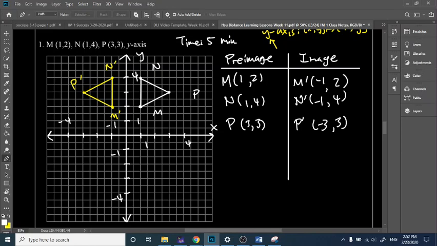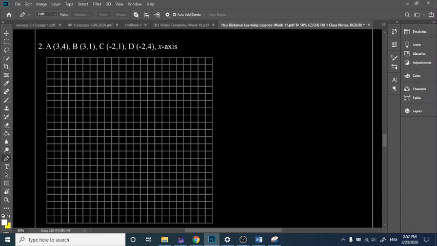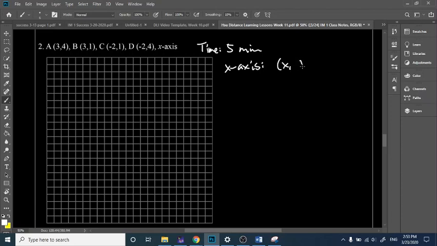Alright, again, pause if you need to copy or whatever. I'm moving on now. Alright, x-axis, again, 5 minutes on your own. Then I'm going to move on in 3, 2, 1, 0. Now, assuming that you have already done this on your own.